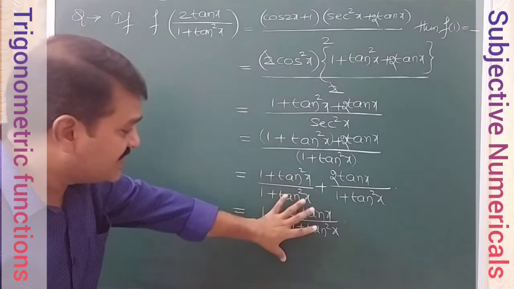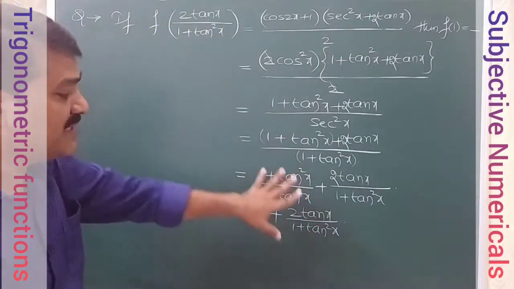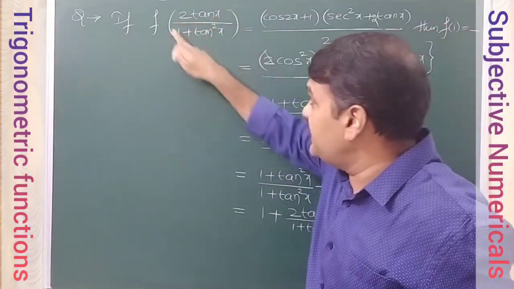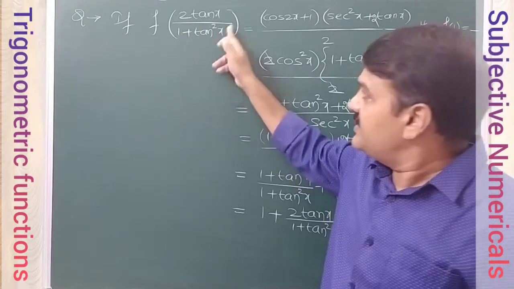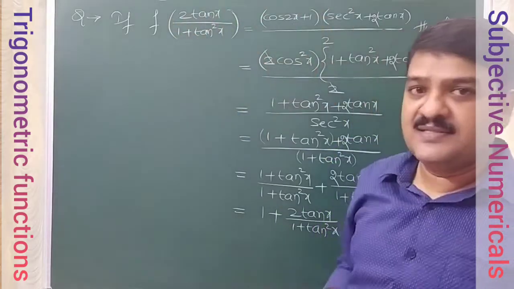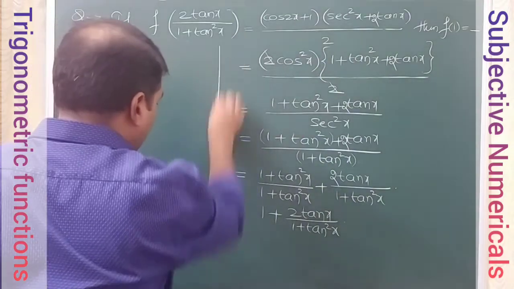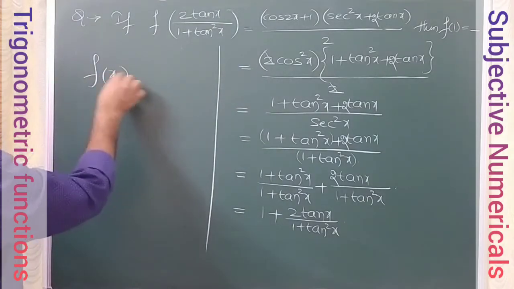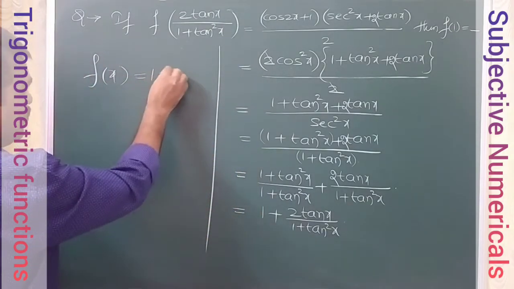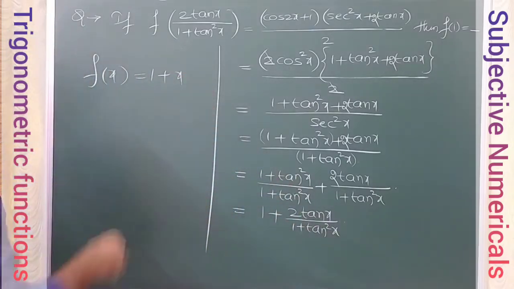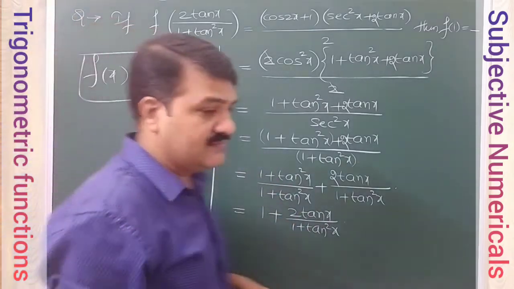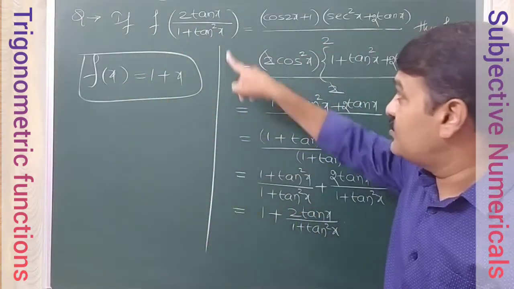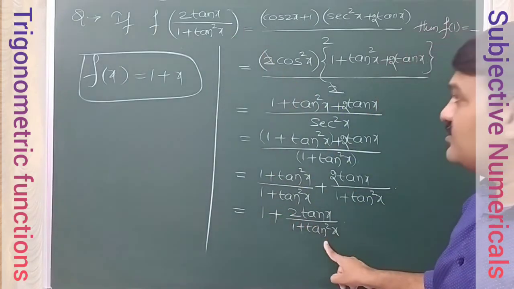So we got the RHS in terms of 2 tan x by 1 plus tan square x. Now do a simple thing. Replace this complete part with x, for example. Then what will we get? f of x is equal to 1 plus x. So this is the basic function: (2 tan x by 1 plus tan square x) is taken as x, so this is equal to 1 plus x.